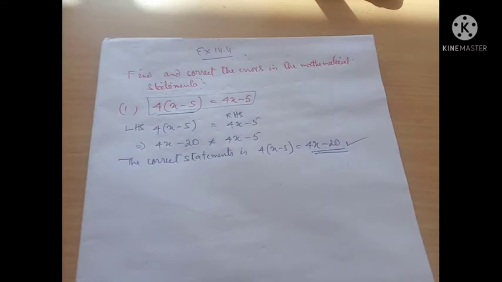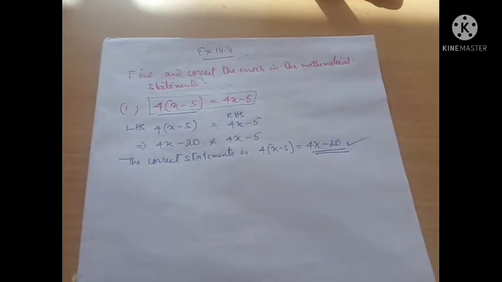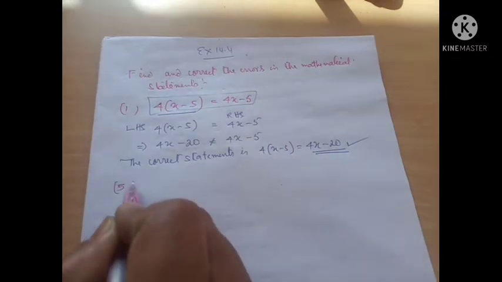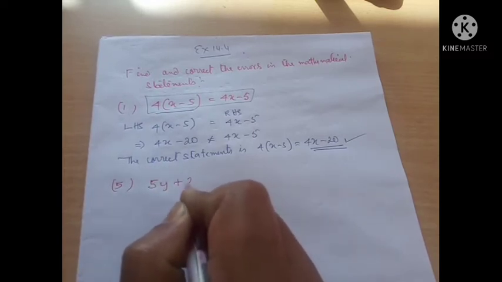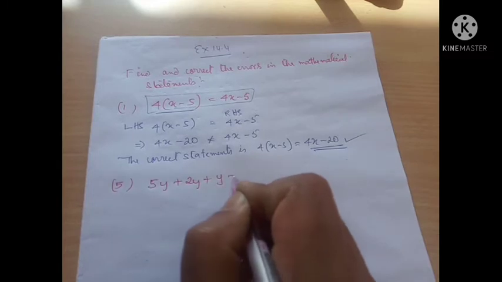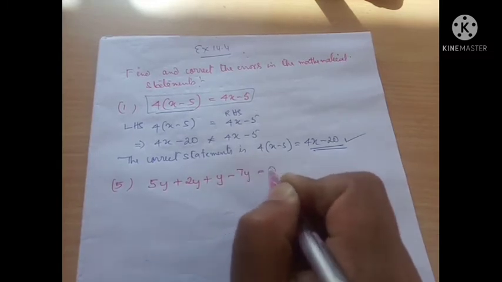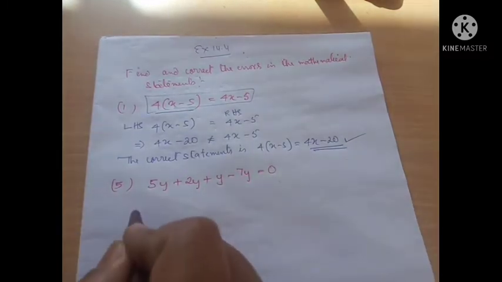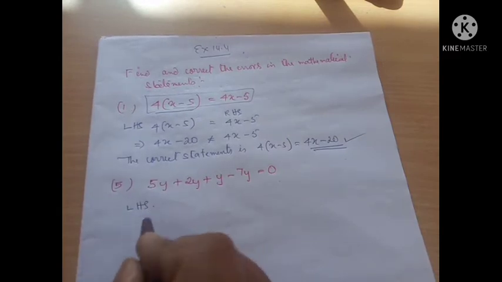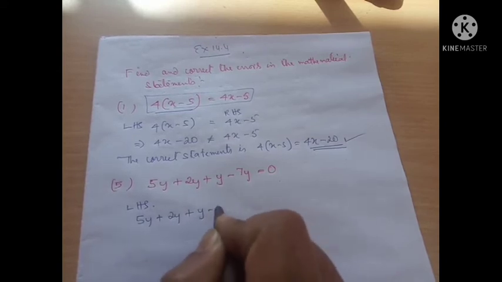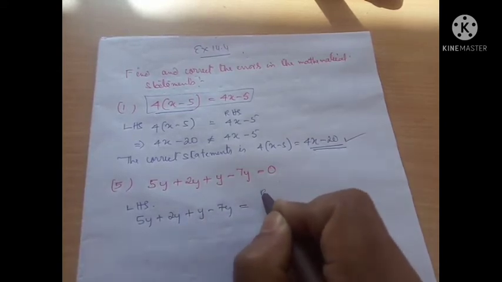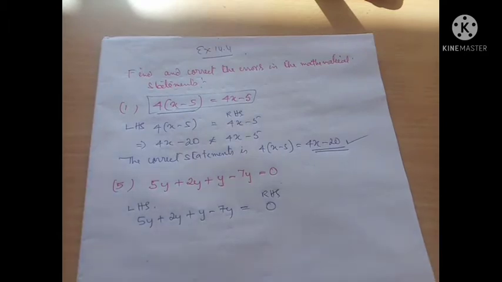This is for question number 14.4, question number 1. Now we'll have question number 5. Question number 5 is 5y plus 2y plus y minus 7y is equal to 0. We'll find the answer for this. So in the left hand side we have 5y plus 2y plus y minus 7y, and in the right hand side, 0.